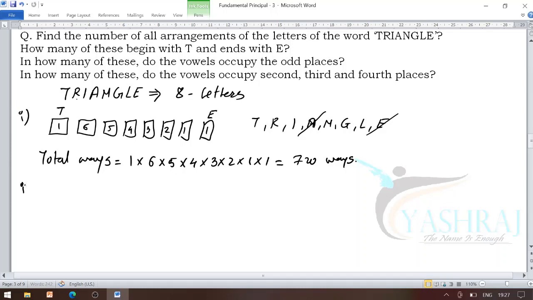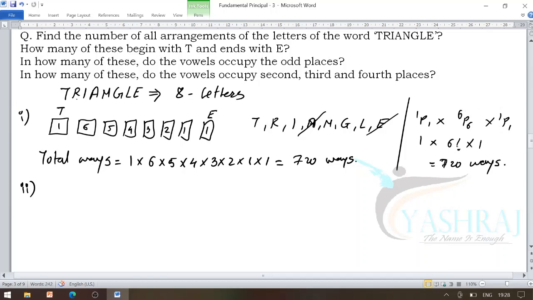Now look at the second sub question: in how many of these do the vowels occupy the odd places? You may try this same problem by using permutation: 1P1 ways to fill up the first box, following which to fill up the last box we have 1P1 way, while to fill up the middle 6 boxes using the 6 letters we have 6P6 ways. So ultimately 1P1 becomes 1, 6P6 becomes 6 factorial, and 1P1 becomes 1, and 6 factorial is exactly 720 ways, as per the permutation formula.